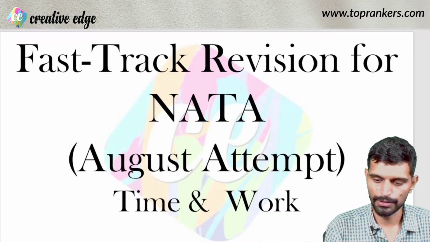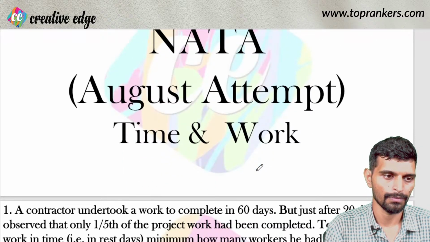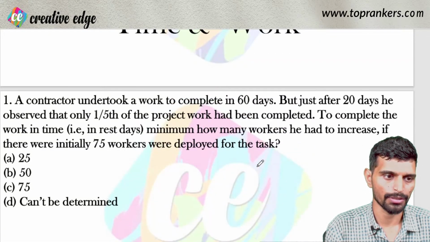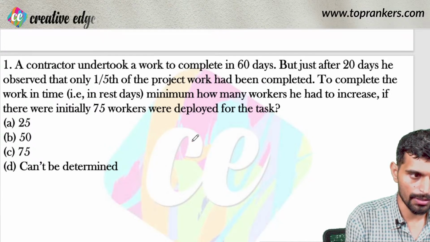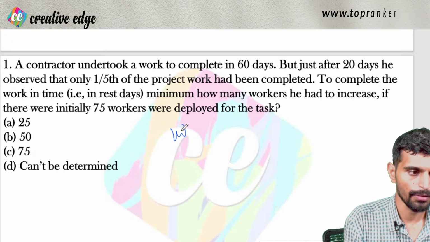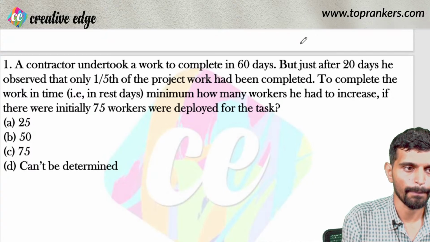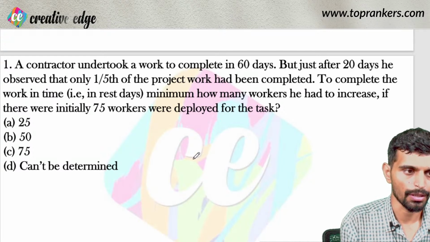So let us start with the very first. Before we start the questions, let me discuss the ways. There are two standard ways when there are two possible conditions. Number one, when we have many people working together, as in this case here.